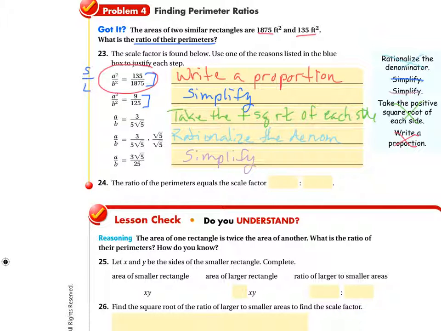And so the ratio of the perimeters, we don't know what the perimeters are, but we know what the ratio is, equals the scale factor of 3 rad 5 to 25. So not only do we know the ratio of the perimeters, but we also know the scale factor of the sides. We don't necessarily know the side lengths, but we know what the scale factor is. All right, last thing, lesson check.